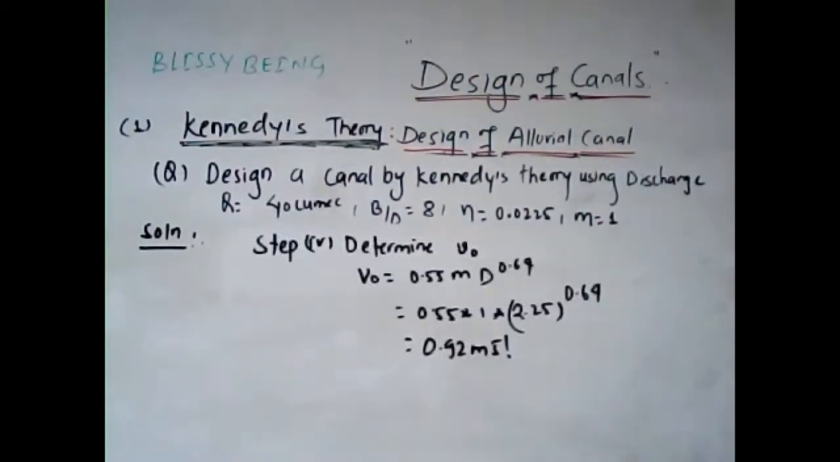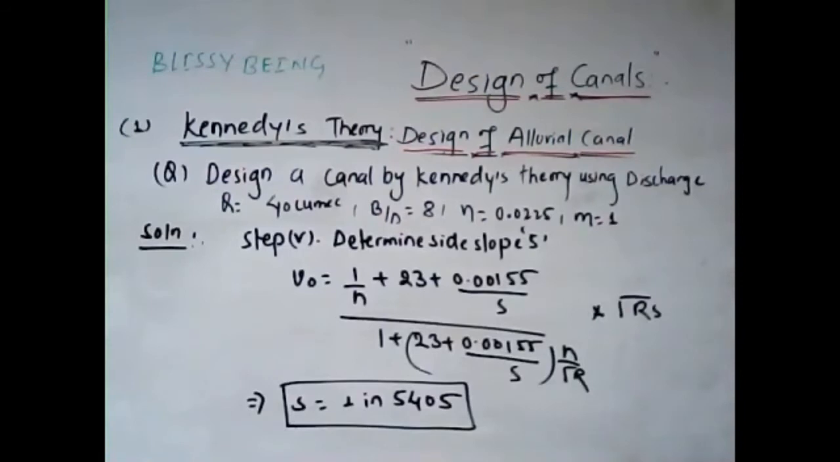Now we will determine the value of the critical velocity V naught. V naught is given by the formula V naught equals 0.55 m D to the power 0.64. If you solve this, you will obtain the critical velocity V naught as 0.92 meters per second. The last step is to determine the bed slope S.